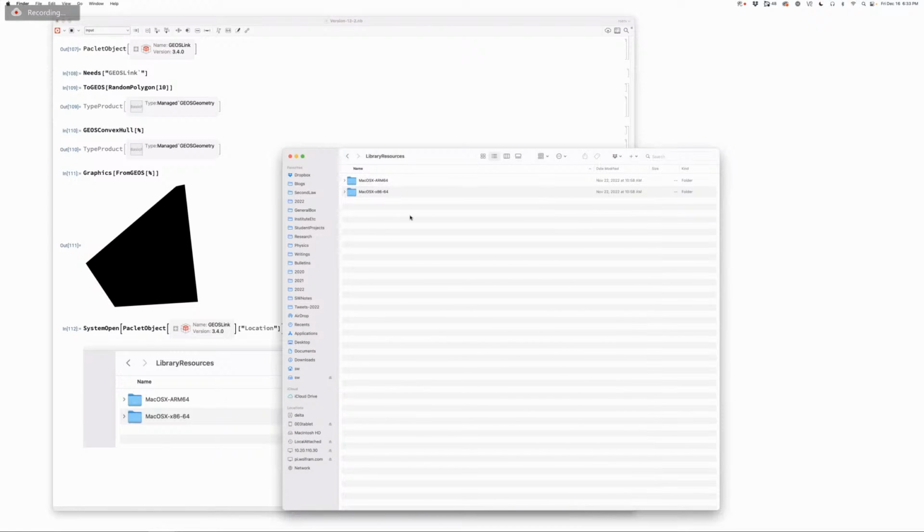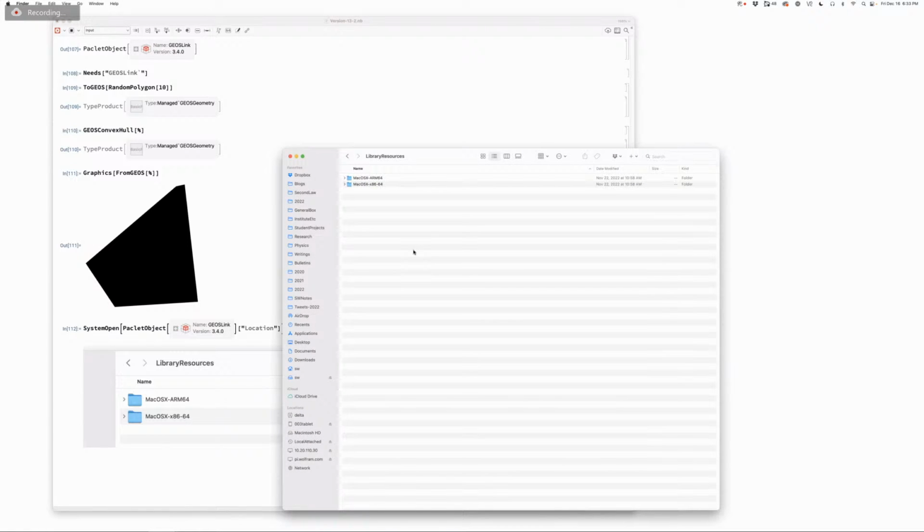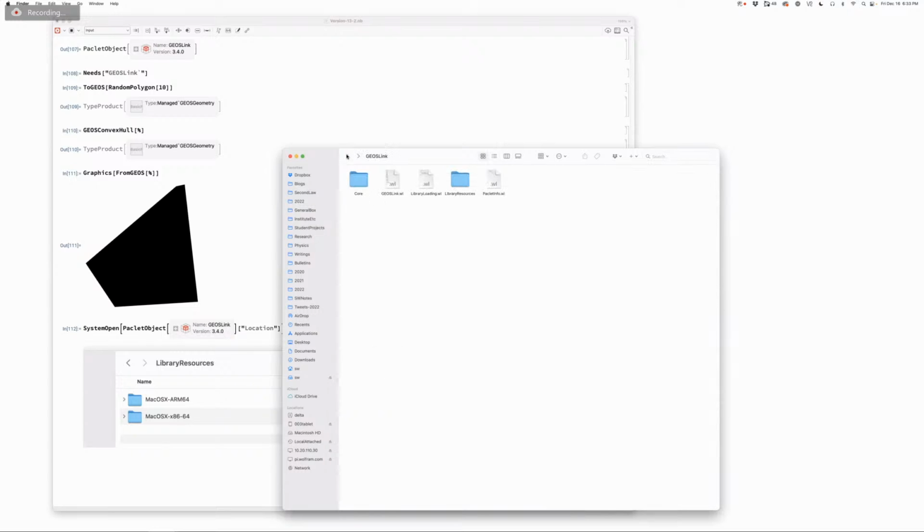When in doubt, use your own technology. There we go. There's what that directory looks like. There are two versions of this library that I have. The Packlet Manager figured out that this is a Packlet. When it knew that I had a machine of this type, it only downloaded those versions of the library.